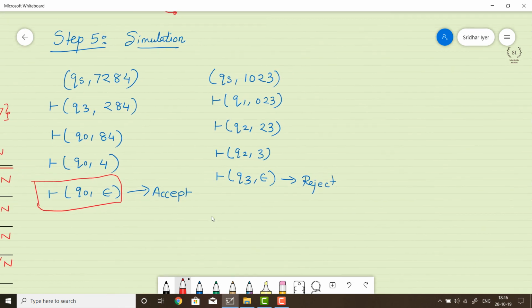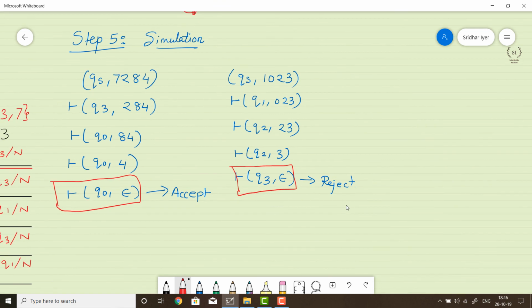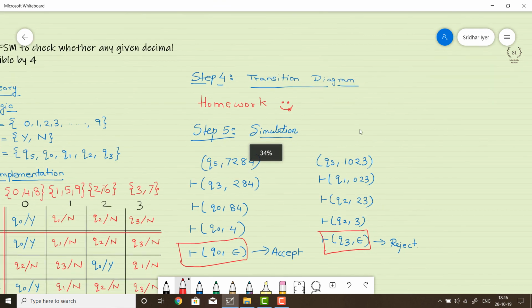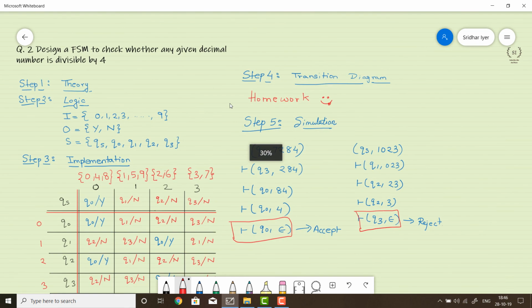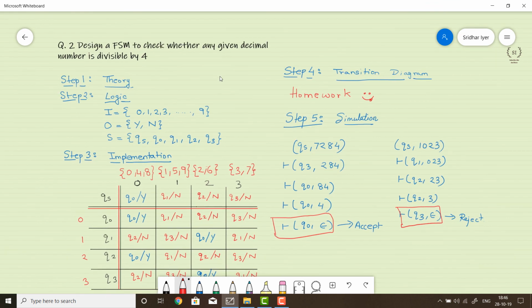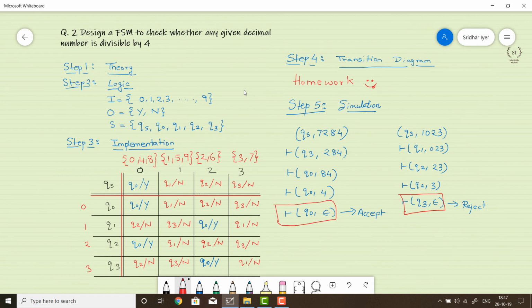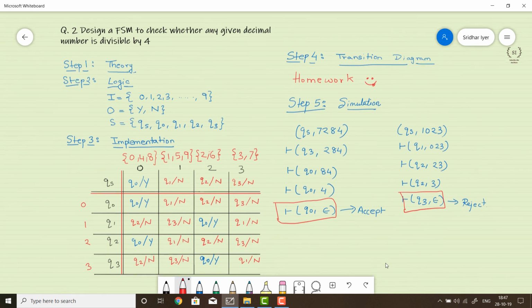On the other hand, over here we have taken a different kind of example, and we can see that at the end the input is read but the machine has not reached the Q0 state, hence we will reject such a string. So that's it for this particular type of problem. I had mentioned that I would be solving different problems based on different types. Let's meet in the next set of videos to try out different types of problems.